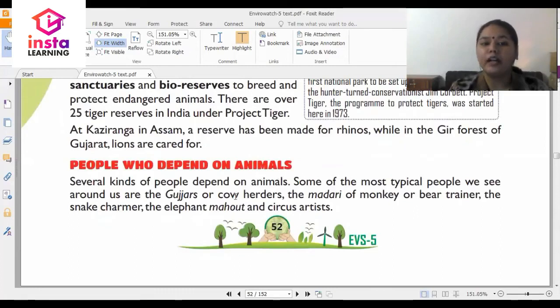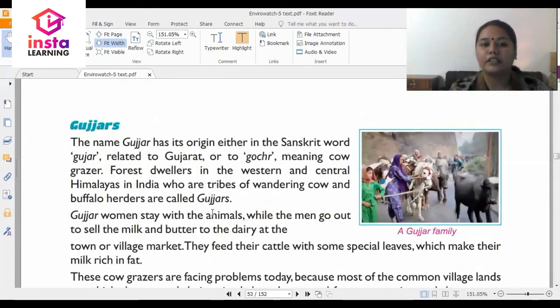People who depend on animals. Several kinds of people depend on animals. Some of the most typical people we see around us are the Gujars or the cow herders, the Madari or monkey or bear trainer, the snake charmer, the elephant mahout, and the circus artist.